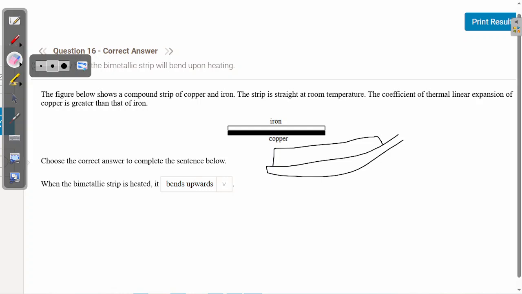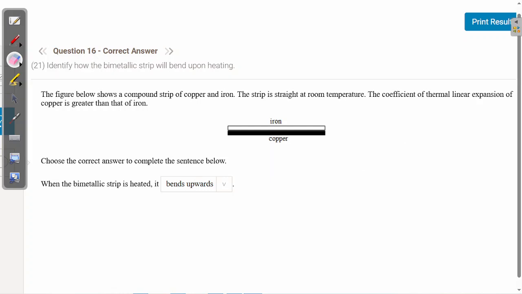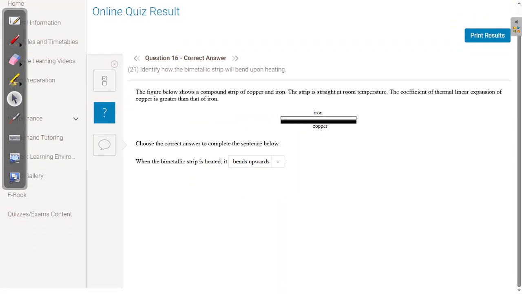Okay, and if it was cooled, it would bend down, because it also contracts faster too. Okay, anyways, this is chapter 1.